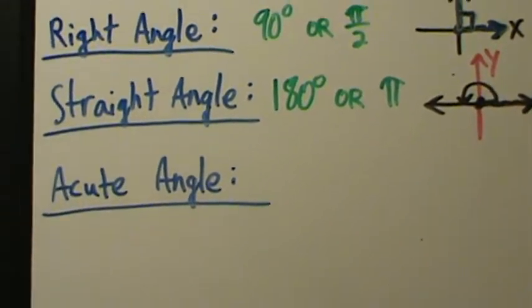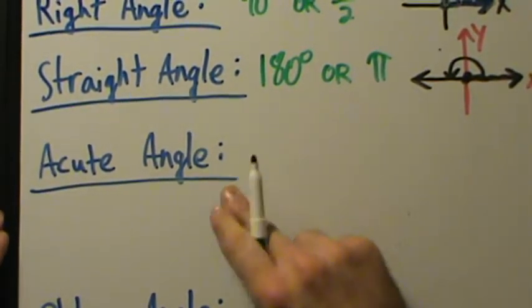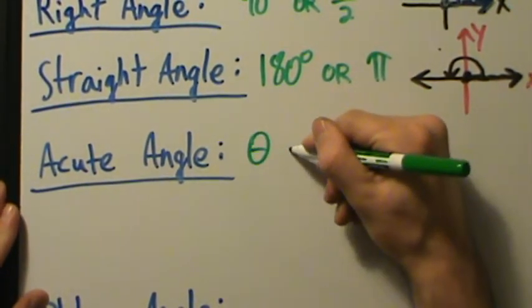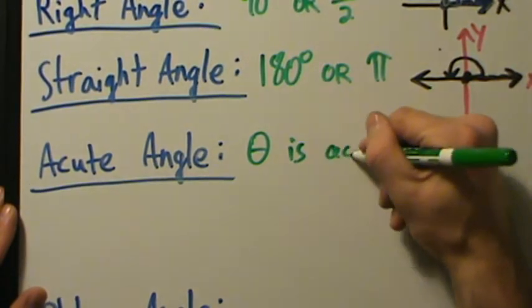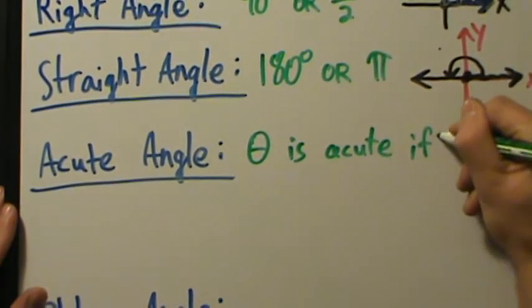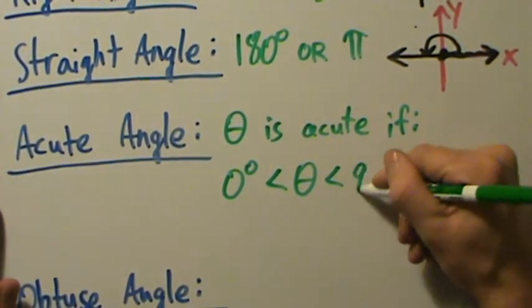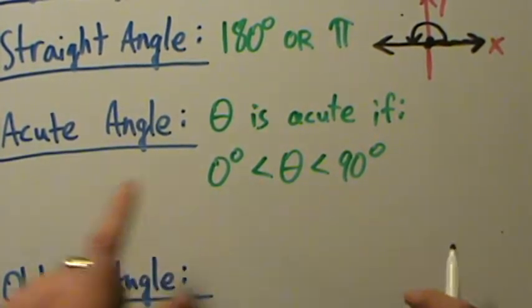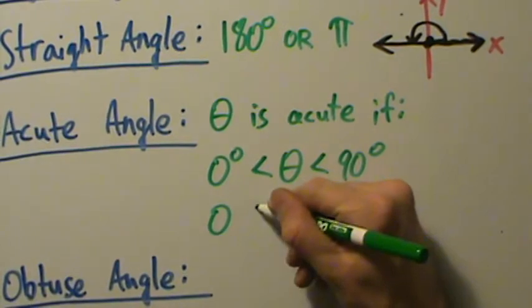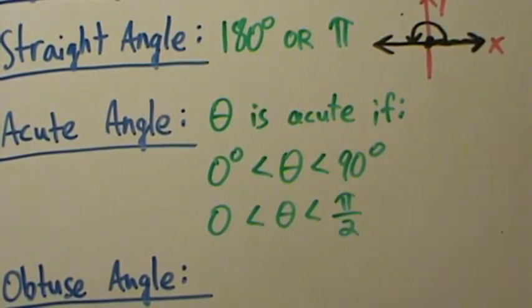Okay. So now there's also a concept of an acute angle. Let's define what that is. So theta, remember, we talked about that notation in the previous video. Theta is acute if 0 degrees is less than theta is less than 90 degrees. So in other words, theta is a positive angle that's smaller than a right angle. If you want to talk about that in terms of radians, that's 0 is less than theta is less than pi over 2.